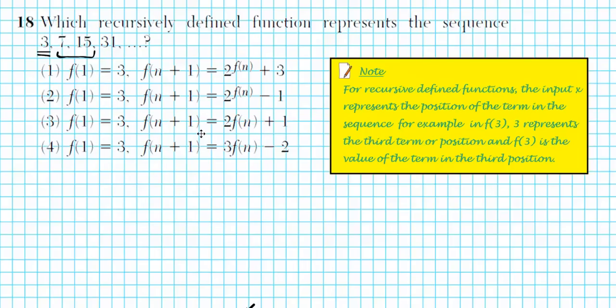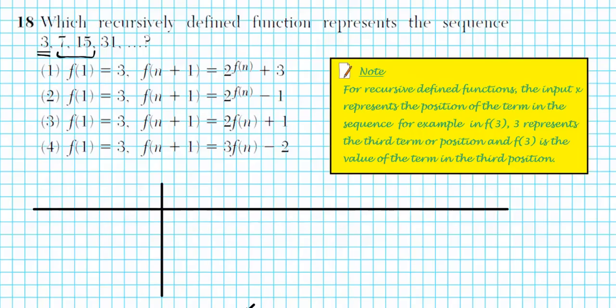Okay, now since I'm testing functions again, guess what? I'm going to be making use of my tables. I like to use tables to keep everything nice and organized. All right, now on the first row, I'm going to be placing my recursive definitions. I'll put the function to the left and the terms to the right. So we have the first option, option number 1.